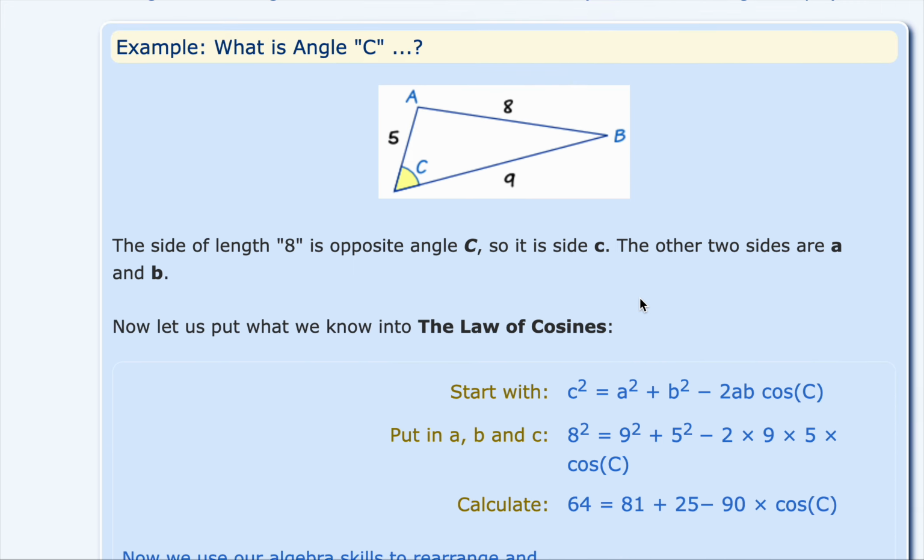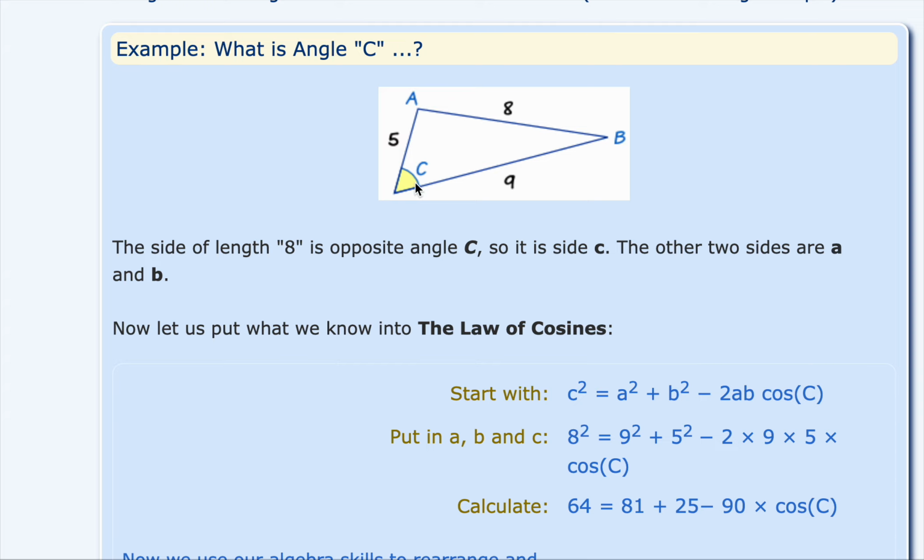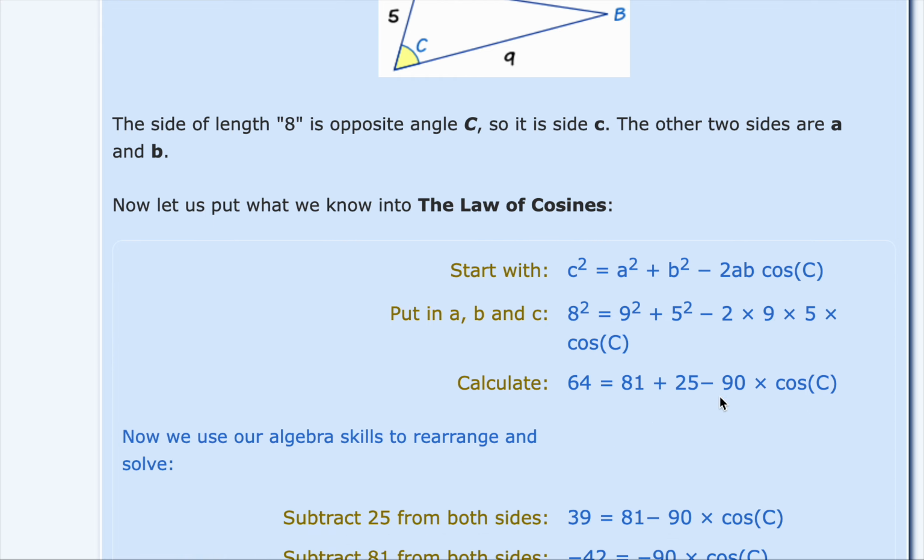So you're given three sides and you're trying to find the angle. Now if this is the angle, you have to be very careful, because if this is the angle that you're looking for, then 8 is the opposite side. So you start off with the formula. 8 becomes your c now, the lowercase c. So 8 squared equals 9 squared plus 5 squared minus 2ab cos c. Once you substitute everything, it would look something like this.